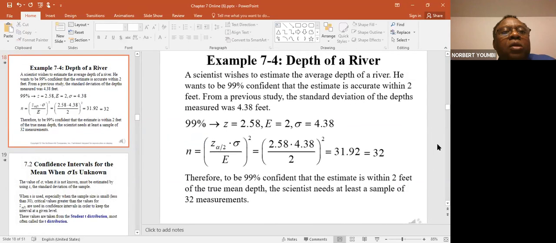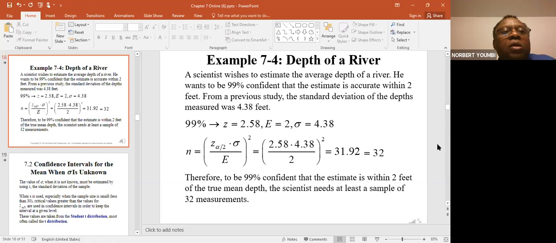Example, a scientist wishes to estimate the average depth of a river. He wants to be 99% confident that the estimate is accurate within 2 feet. So the margin of error is 2. From a previous study, the standard deviation of the depth measure was 4.38. We will use that as sigma because it is from previous studies.